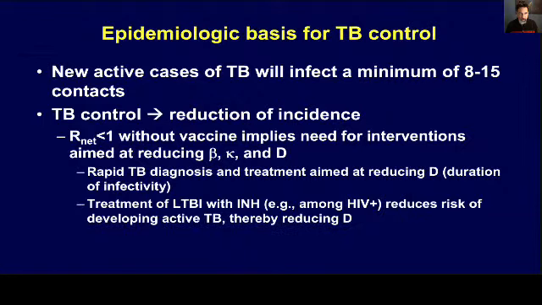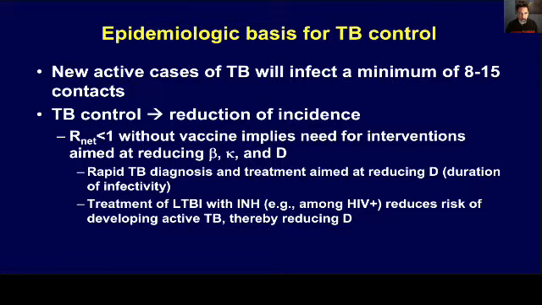So in terms of some of the epidemiological bases for TB control, each new TB case will infect around 8 to 15 new contacts, maybe more. And TB control aims to reduce the incidence of TB, and that means reducing the net reproductive rate to be less than 1 without a vaccine. And there is no vaccine for TB other than the BCG vaccine, which is not super effective. There have to be interventions that are aimed at reducing the components of R, right?